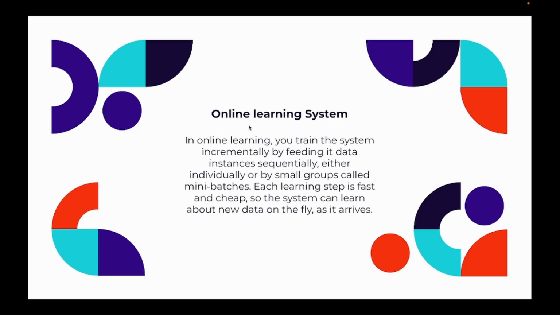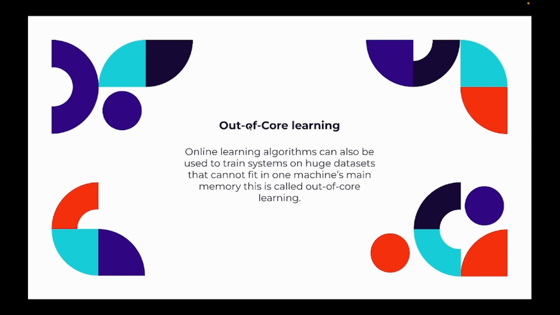Now, another idea is the online learning system. What is an online learning system? In an online learning system, you train the system incrementally by feeding it data instances sequentially, either individually or in small groups called mini batches. Each learning step is fast and cheap, so the system can learn about new data on the fly as it arrives. Now, what is out-of-core learning? Out-of-core learning is an online learning algorithm that can also be used to train a system on huge datasets that cannot fit in a machine's main memory.